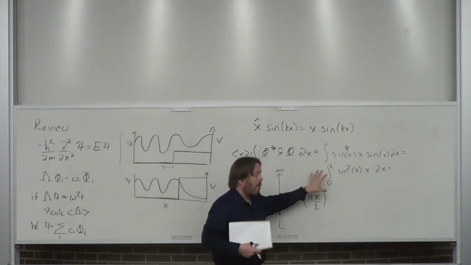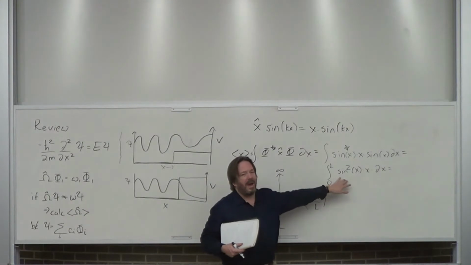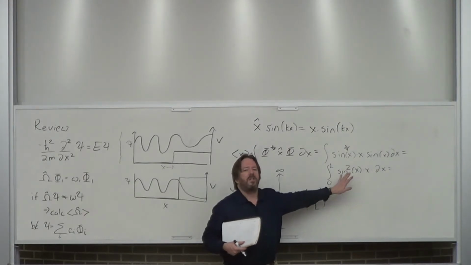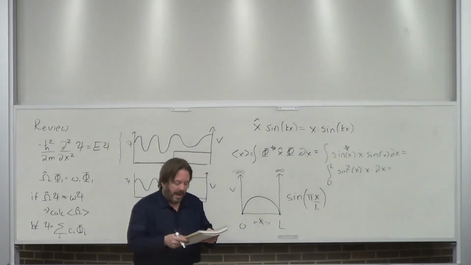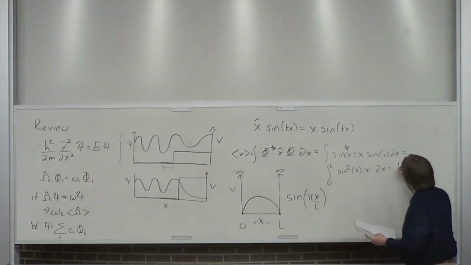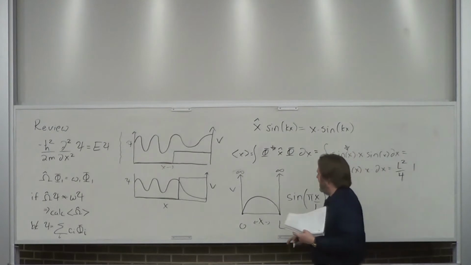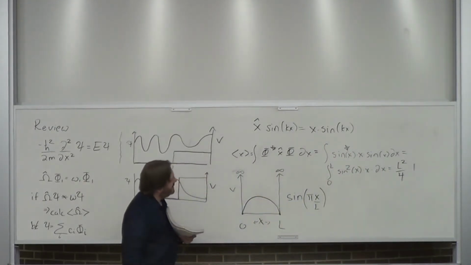When I have you do homework questions, you'll use the Wolfram website to do this. I think that you actually did cover how to do this stuff, like substitution, trigonometric substitution to do these integrals. No, just use a website. On the exam, there are identities. So anyway, we do that, and what do we get? We get L squared over 4. There we go. So that's the average value. That's the average position.